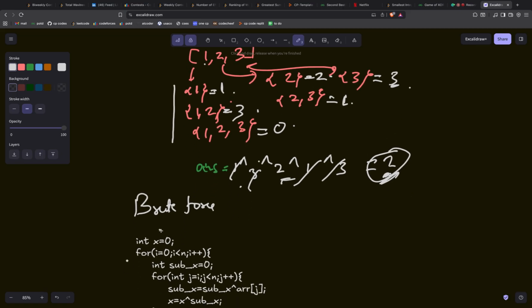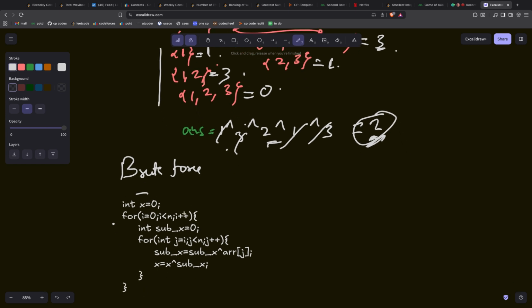Now, obviously, the first approach that would come to your mind is to just brute force this. How can you brute force this? Let's go over all the subarrays, maintain the XOR of the subarray, and then XOR it into our final answer. I've coded this out. x is basically the final answer, and we just go over all the subarrays, calculate the XOR of that subarray and then XOR it into x.